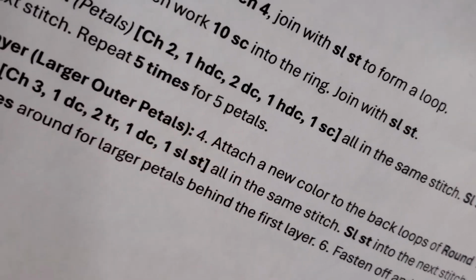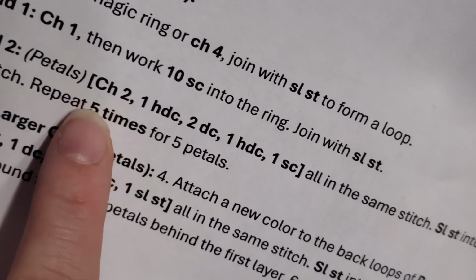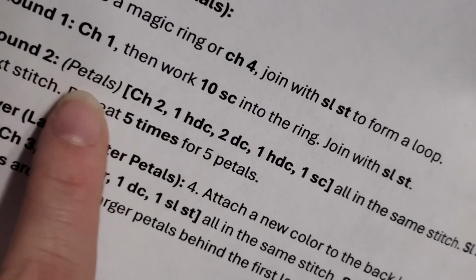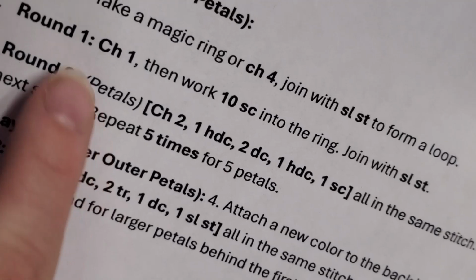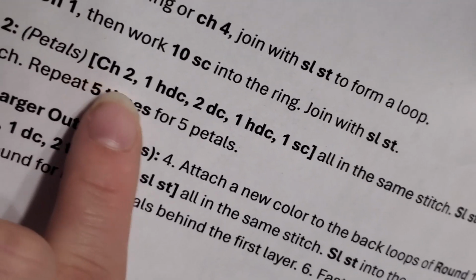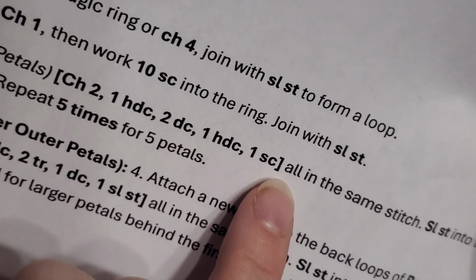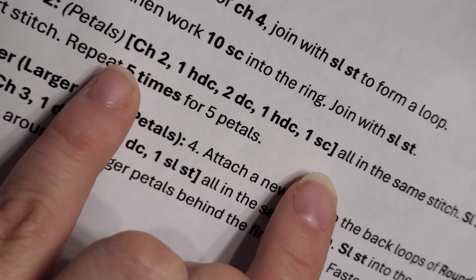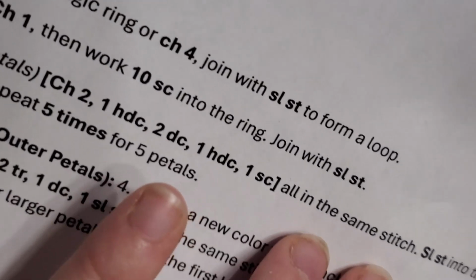Oh, this is also very important. So if it's got brackets, or sometimes it'll have these little curved ones, not the actual brackety ones. So it says chain 2, 1 half double crochet, 2 double crochet, 1 half double crochet, 1 single crochet, all in the same stitch. Okay, so that always means it's together in some way or the other. So this means it's all in the same stitch.